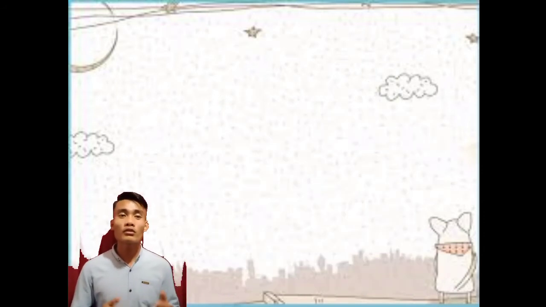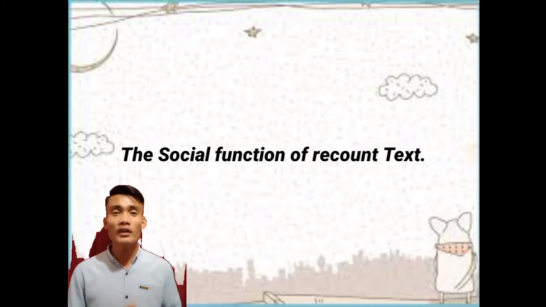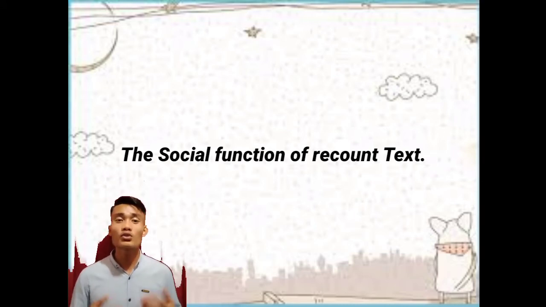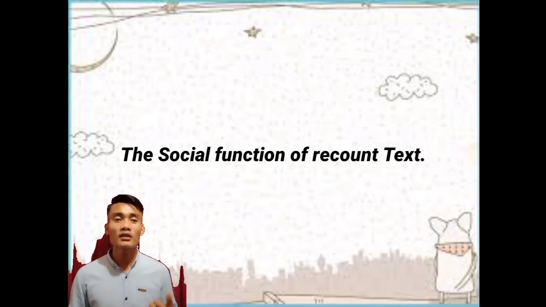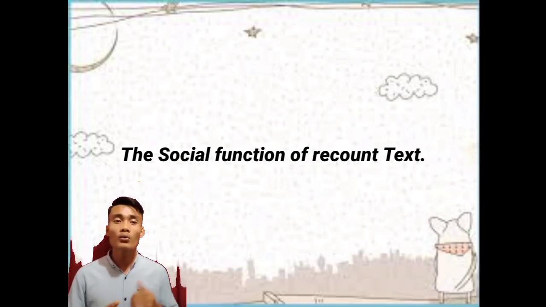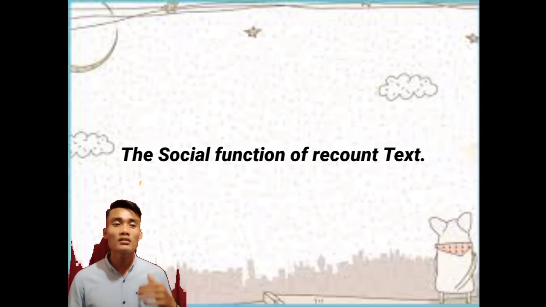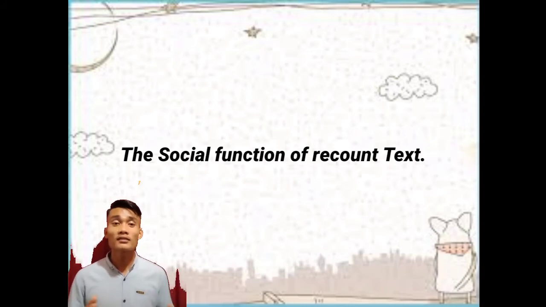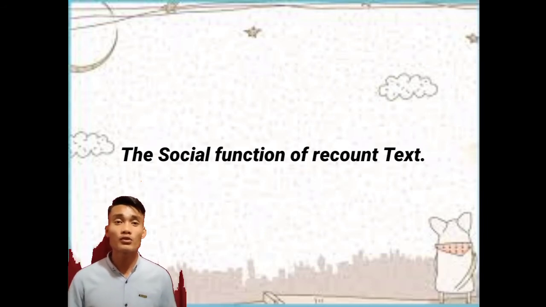The social functions of recount text that we need to pay attention to: the first is focus on individual people, such as using a personal participant, namely I or we. The second is using words that indicate when and where the incident or event occurred. The third is writing using the past tense. And the last is using action words as in the language features.